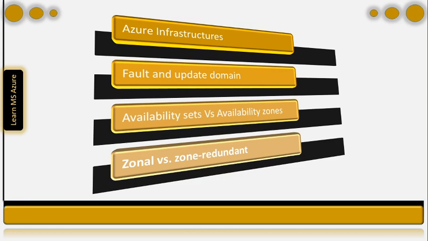In this video, we will see the concept of high availability and reliability in Azure, and what we should know to architect any application for high availability and reliability. So we'll see the Azure infrastructure, what is meant by fault and update domain, availability sets and availability zones, also the difference between the zonal and zone redundant services that are present in Azure. So these are all important points for achieving high availability and reliability for your solution.